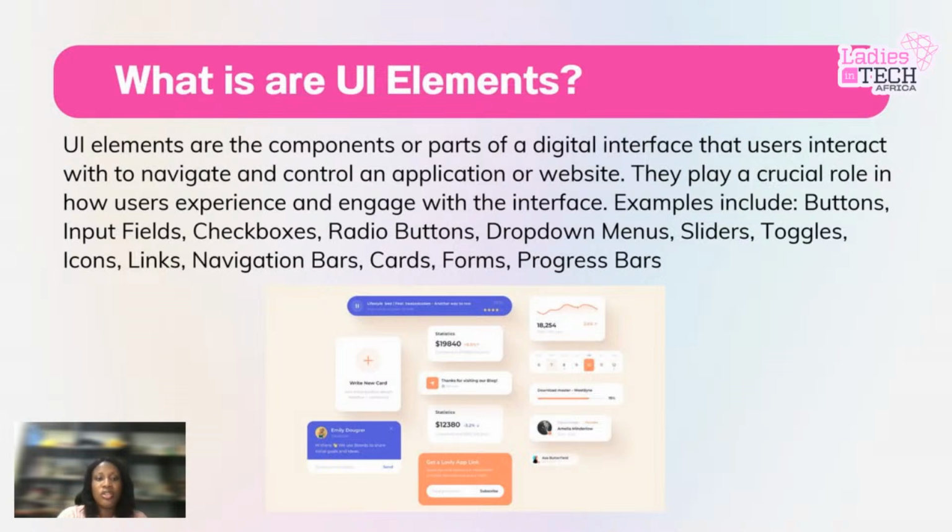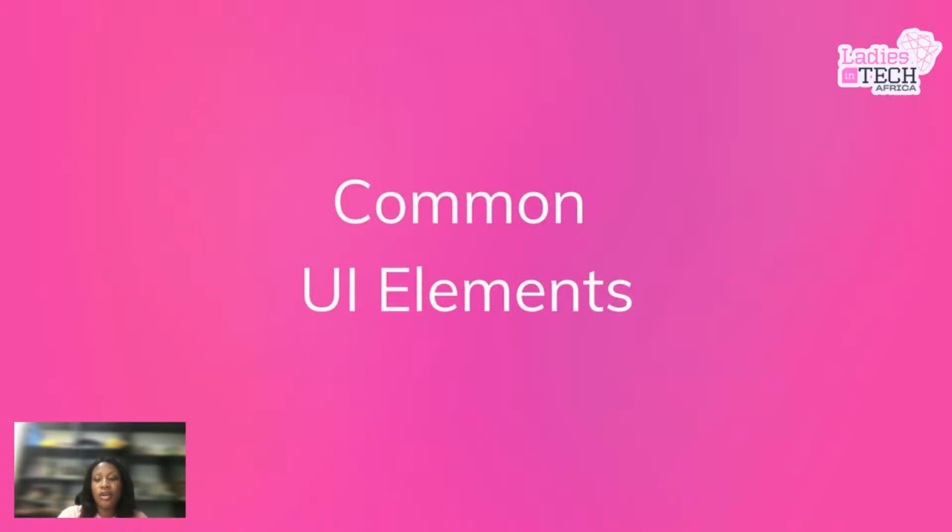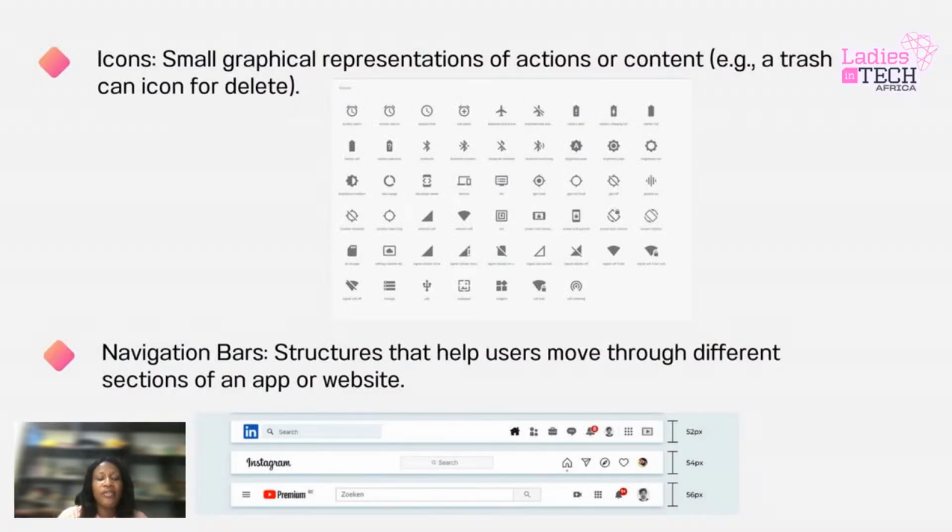So those are the UI elements, and I will be going into them. So, what are the common UI elements? We have icons. We all know what icons are, or we can learn what icons are. Icons are small graphical representations of actions or content.